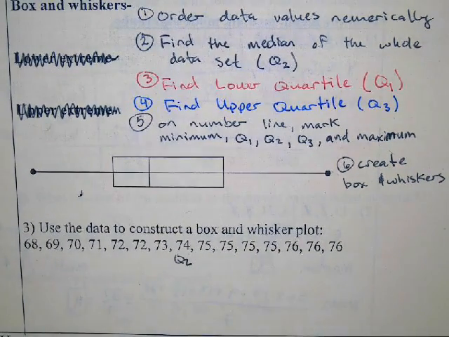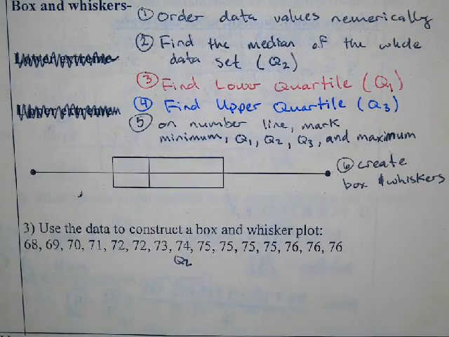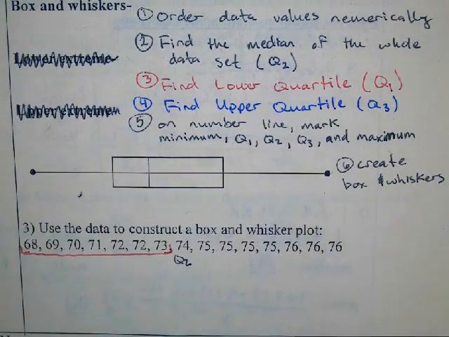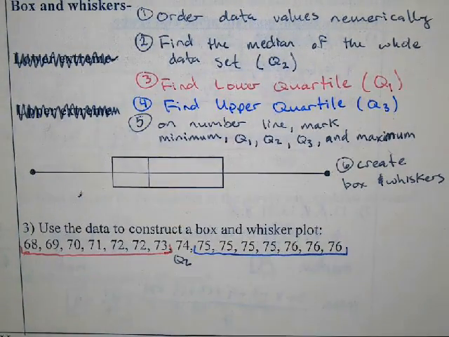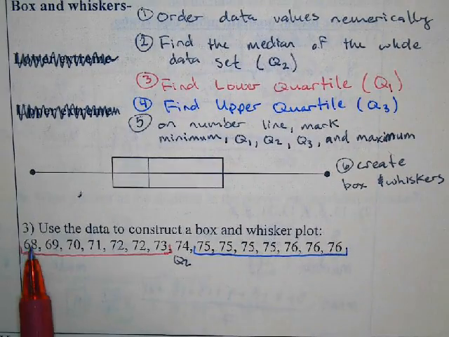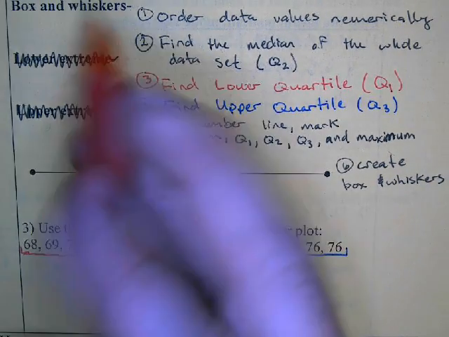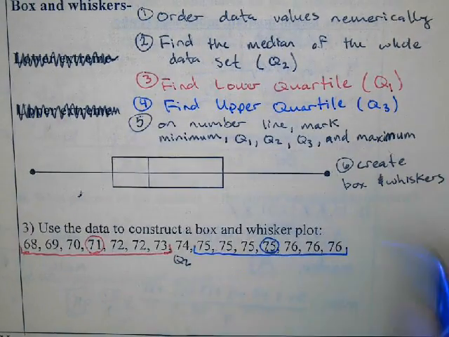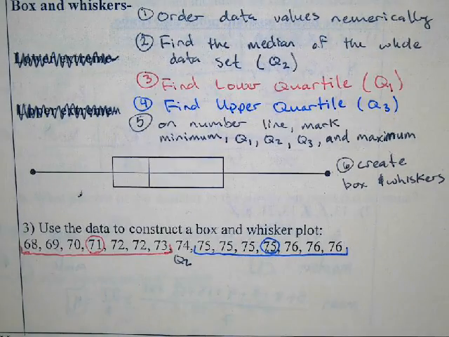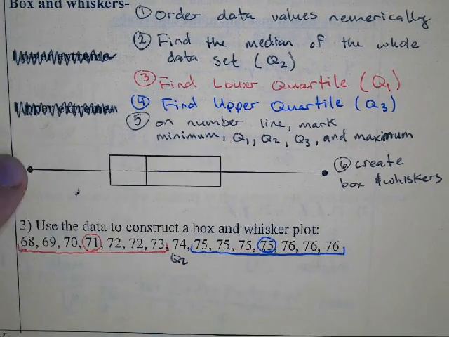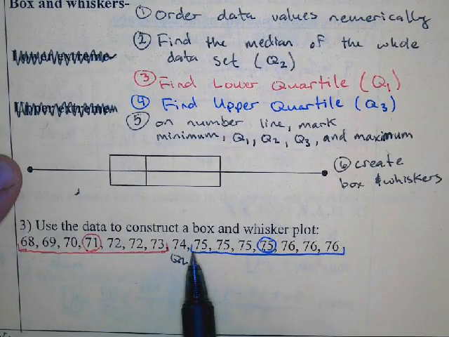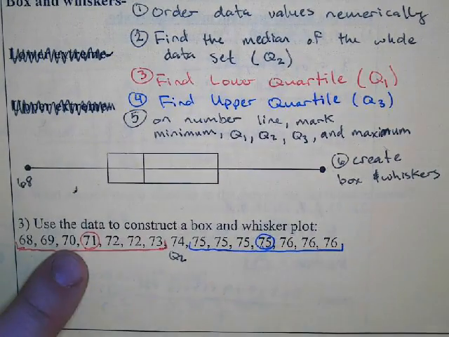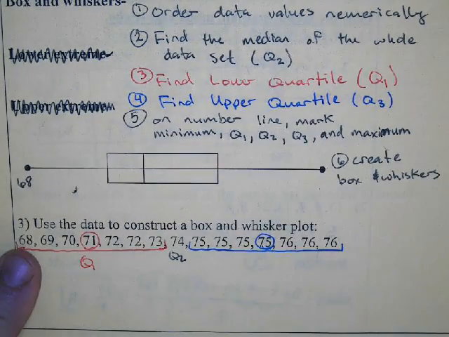Now I have my lower quartile right here. I have my upper quartile right here. And now we find the median of each of these data sets. So I have 7 numbers, so 71's right there in the middle for my lower quartile, and then 75 is in the middle for my upper quartile. Now we just plot all these points, and we're good to go. So my minimum point is going to be my 68. My Q1, I should have labeled that. Here's my Q1, and then here's my Q3.